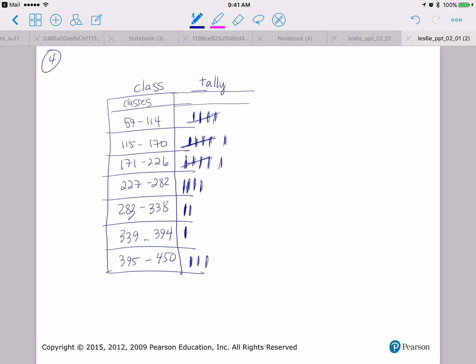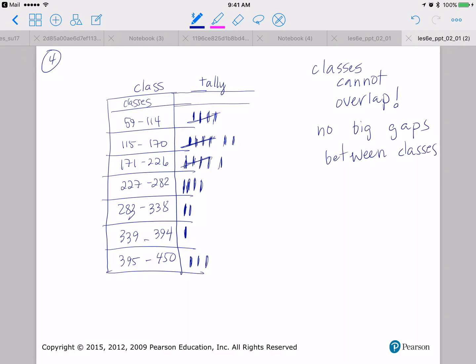Okay. So you can see why it's important for the classes to not overlap. Classes cannot overlap. And also, every number should fit in a class. So there can't be big gaps between classes, because then you might have a data entry that doesn't fit in a particular class. Every data entry must fit in a class. Okay, so that's basically the key point there.